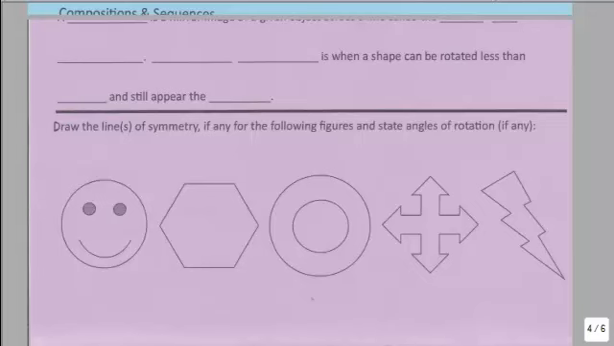Today we're going to be working on reflections and symmetry. I've actually cut off the top of this foldable by accident. It has A and then a blank. That's supposed to be reflection up there.